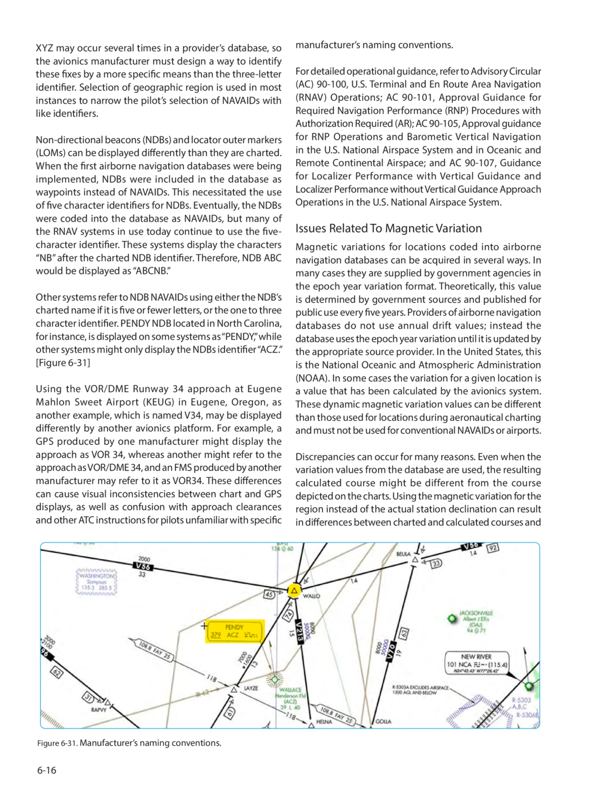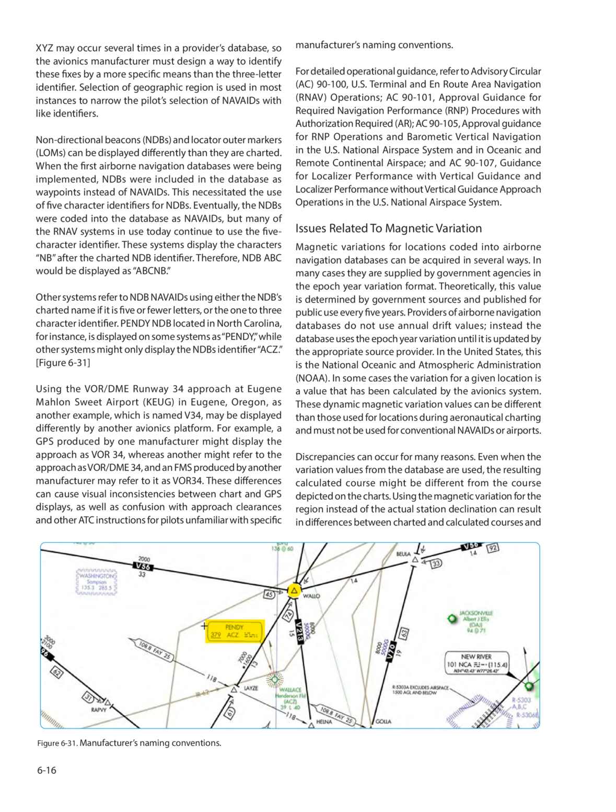Figure 631, using the VOR/DME runway 34 approach at Eugene Mahlon Sweet Airport, KEUG, in Eugene, Oregon, as another example, which is named V34, may be displayed differently by another avionics platform. For example, a GPS produced by one manufacturer might display the approach as VOR34, whereas another might refer to the approach as VOR/DME34, and an FMS produced by another manufacturer may refer to it as VOR34. These differences can cause visual inconsistencies between chart and GPS displays, as well as confusion with approach clearances and other ATC instructions for pilots unfamiliar with specific manufacturers' naming conventions.